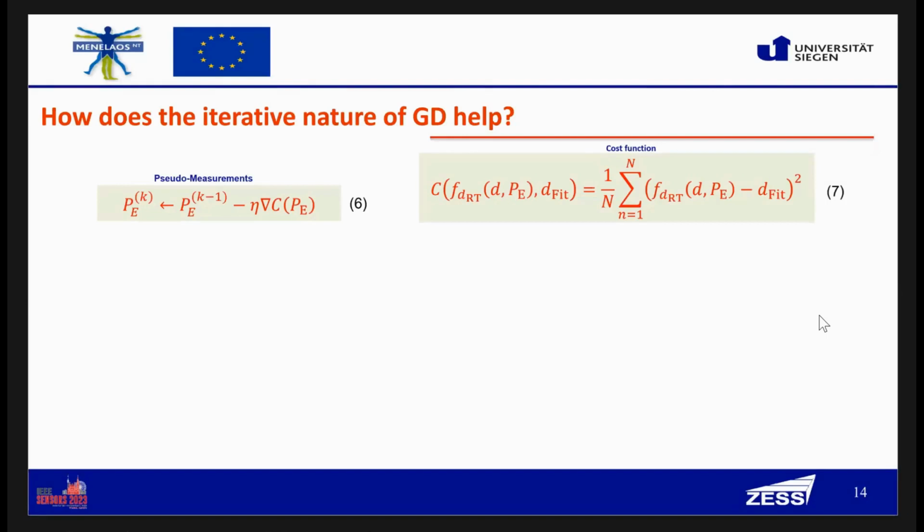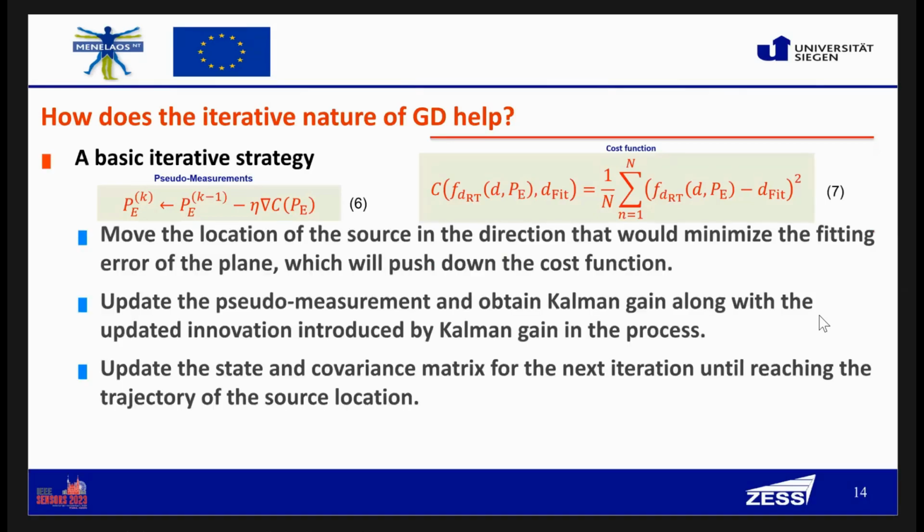The key takeaway about the cost function is that we don't use ground truth values in it. We depend on the fitting model and the incorrect depth information, which corrects the cost function, and from the correct cost function we have the pseudo-measurements, which basically give us the emitter position in each iteration of the Kalman filter until we reach the complete trajectory. From there, we move the location of the source in the direction that we move, and after that, we push this cost function until it converges to get the correct position of the source.